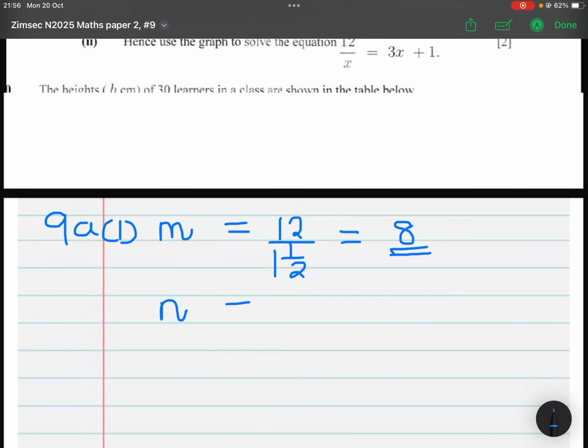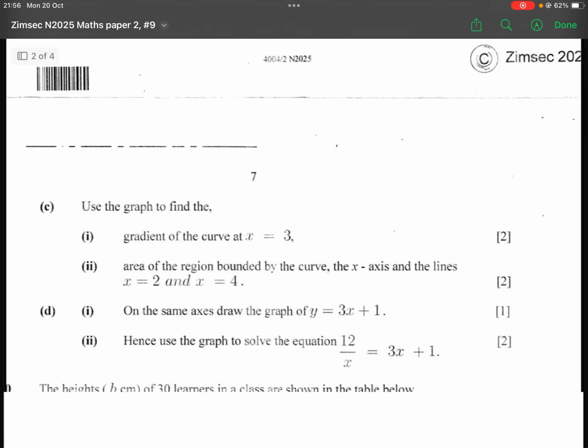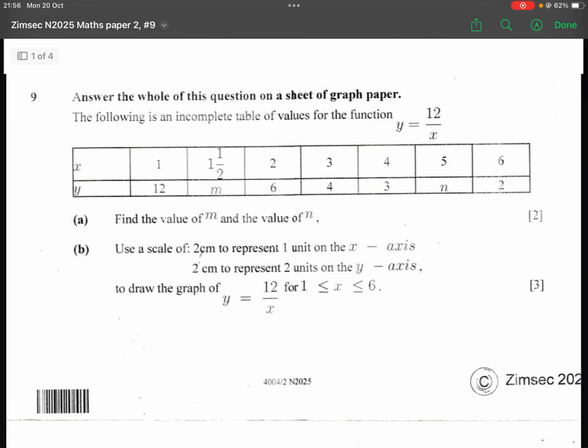And then we are now required to find the value of n. We say n is equal to 12 over the value of x that we are going to substitute, it is 5. So 12 divided by 5, we get our n as 2.4. So this is how we get the first 2 marks in the question. Let us scroll up to see what was examined on the second part of the question.